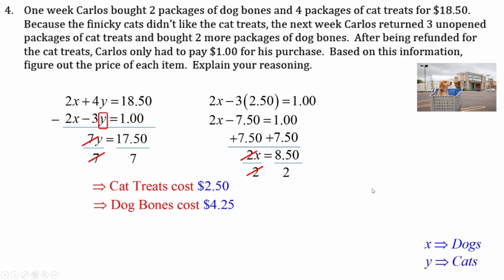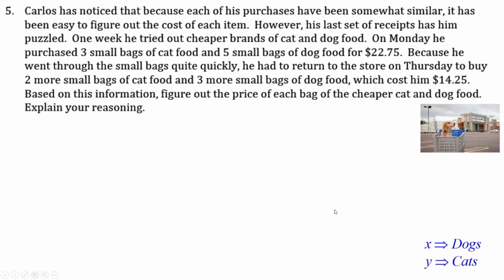I think we're getting the hang of this. Now, Carlos has noticed that because each of his purchases have been somewhat similar, it has been easy to figure out the cost of each item. However, his last set of receipts has him puzzled. Uh-oh. One week he tried out cheaper brands of cat and dog food.